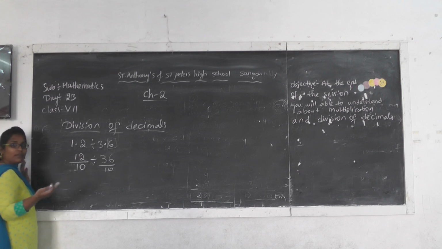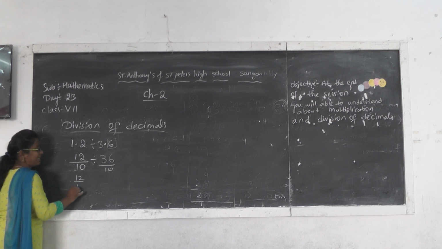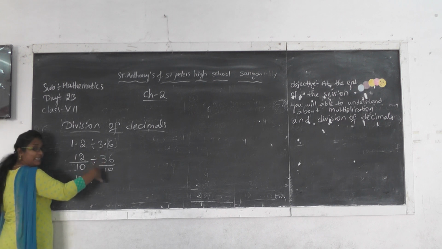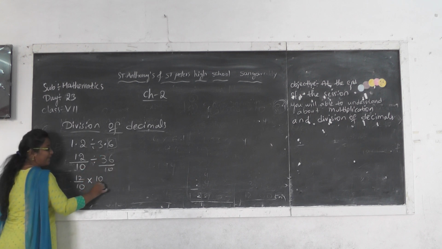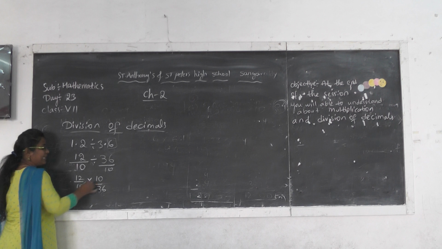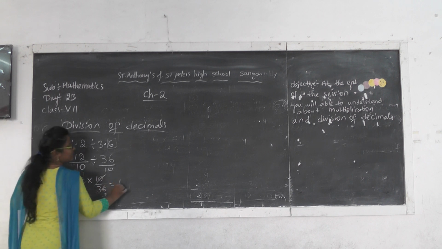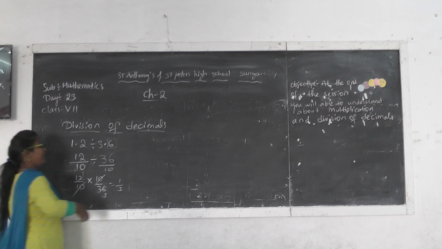Now you know how to divide fractions, right? In the same process, 12 by 10 divided by 36 by 10, we interchange the terms, that means write the reciprocal form: 12 by 10 into 10 by 36. Here 10 gets cancelled. 12 ones are 12, 12 threes are 36. So the answer is 1 by 3. Are you clear? 1 by 3 is the result. Let me explain one more problem.